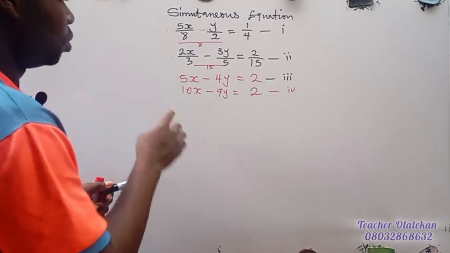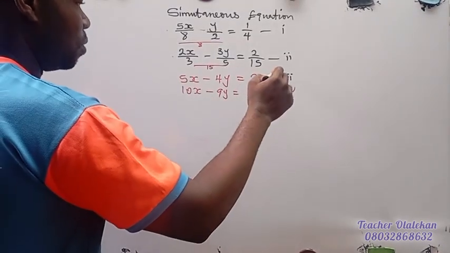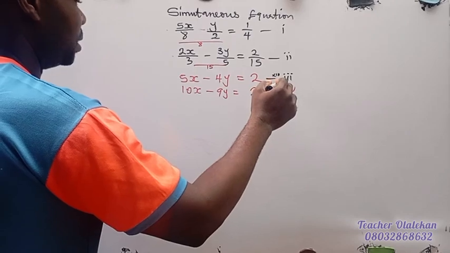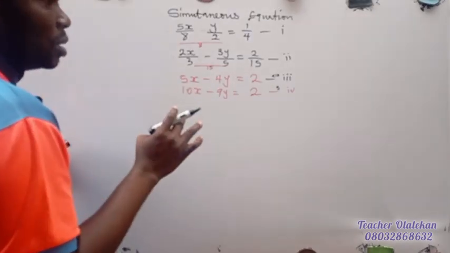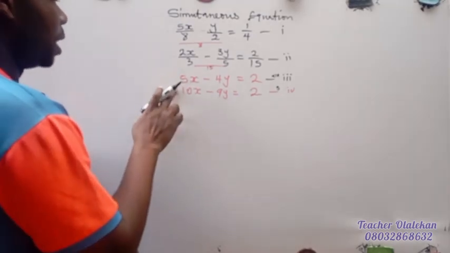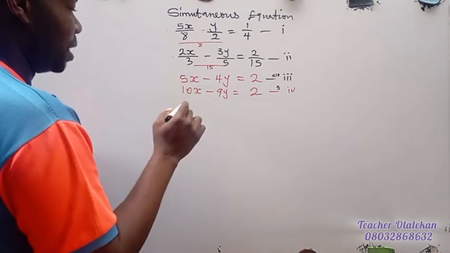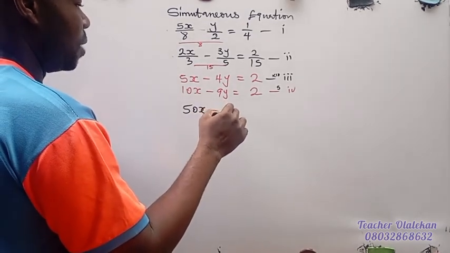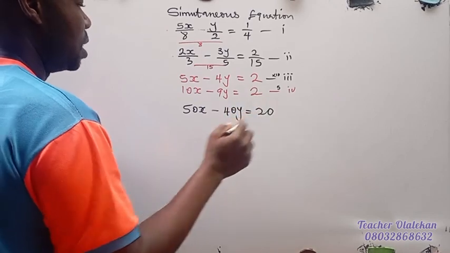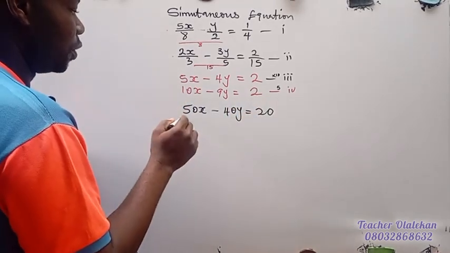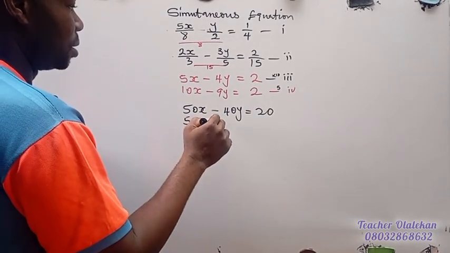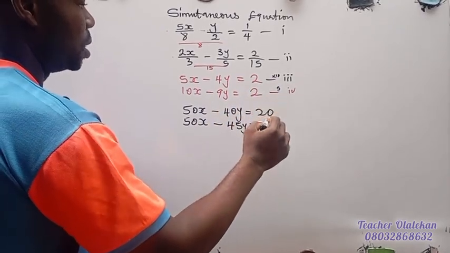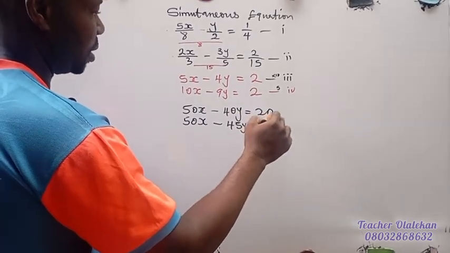To eliminate, let's multiply equation 1 by 10 and multiply equation 2 by 5. That means we are working towards eliminating x. So let's multiply this by 10. That becomes 50x minus 40y is equal to 20, and the next one becomes 50x minus 45y is equal to 10.